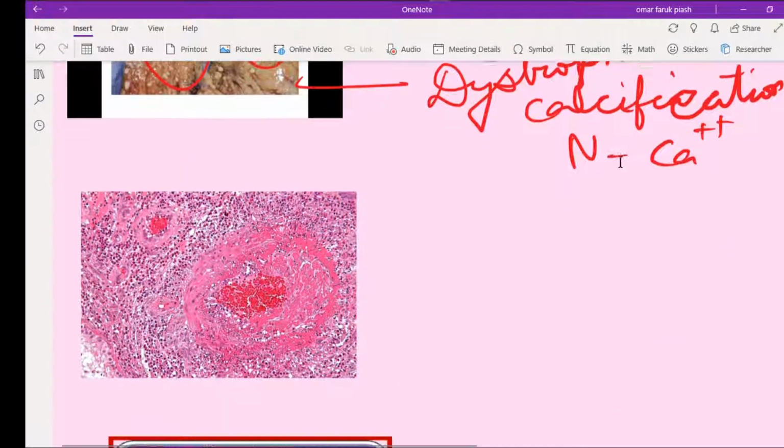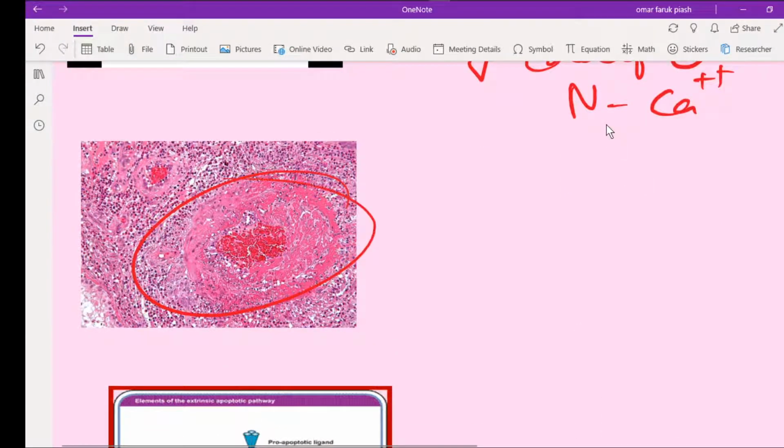Then fibrinoid necrosis. This is a picture of fibrinoid necrosis. There is necrosis of the damaged blood vessel. Leaking of proteins including fibrin into the vessel results in bright pink staining of the wall microscopically. And it is characteristic of malignant hypertension and vasculitis.